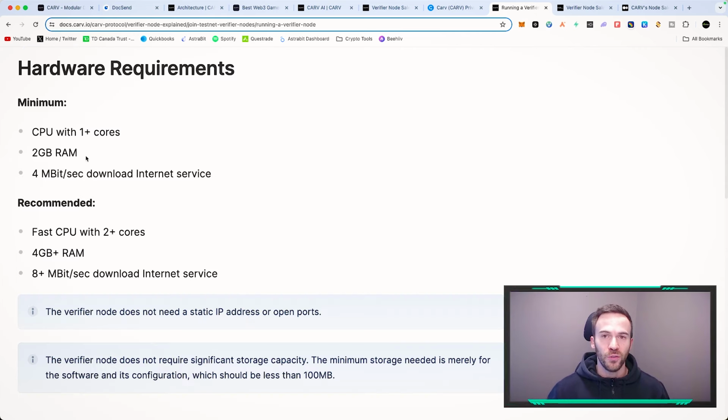So if we take a look at what you need to run one of these nodes, you need a minimum of one CPU core, 2 gigs of RAM, and a 4 megabyte per second download speed. But the recommended here is about twice the minimum. You can definitely use a VPS to run this. I am running all of my nodes with Vultr.